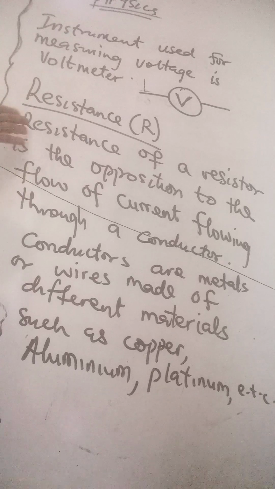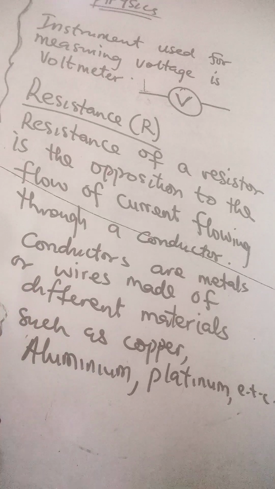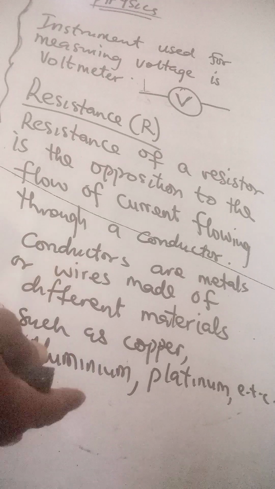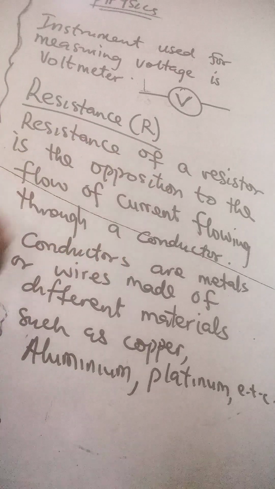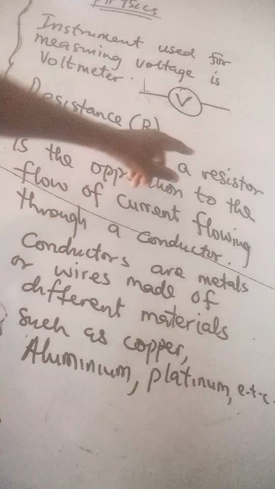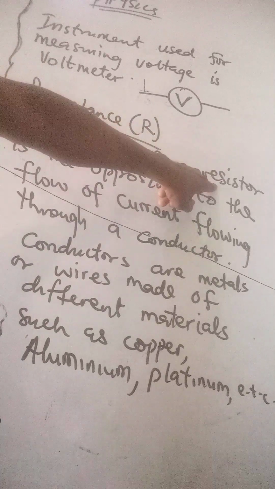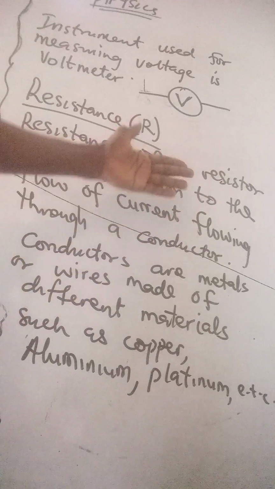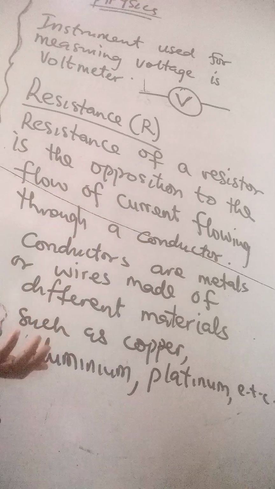What is resistance? As the word implies, resistance means something that resists, something that opposes. So what does this resistance oppose then? The resistance here opposes the flow of current through a conductor. A conductor is also a resistor here. That means this resistor is a conductor. I'm going to talk about resistor and other forms of conductor.